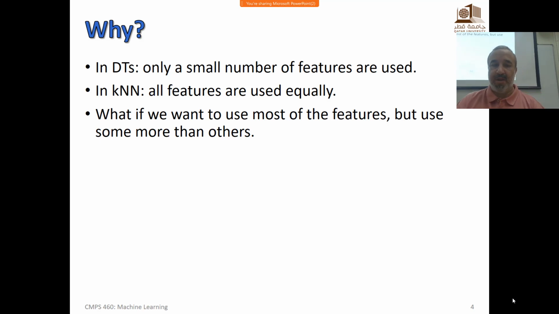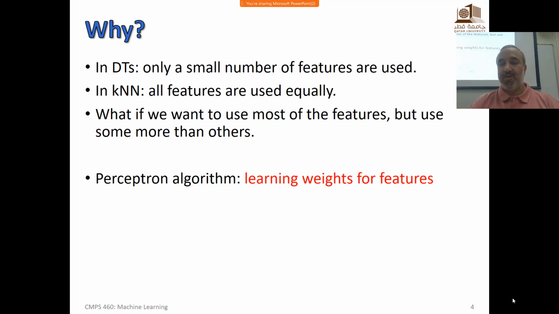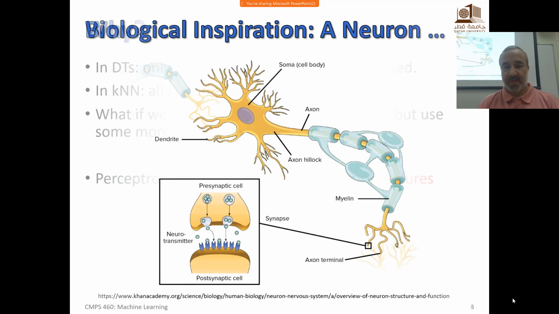So the main idea here in Perceptron is to learn weights for features. So every feature will have a weight. We will need to learn a weight for each feature. If the weight is high, then this feature is more needed or more useful in classification. If the weight is low, close to 0, then that means that it is not useful. Okay, so that's the main motivation.